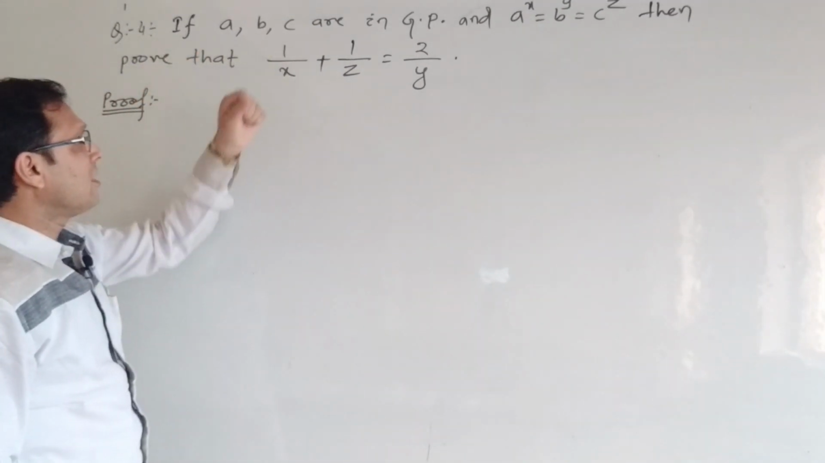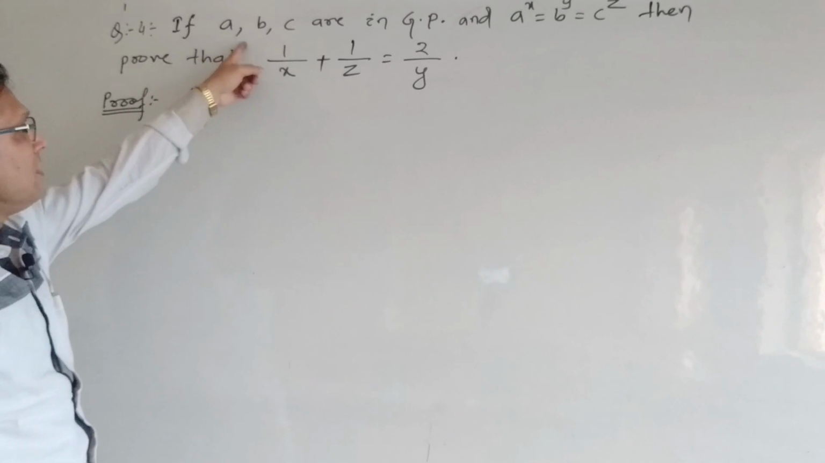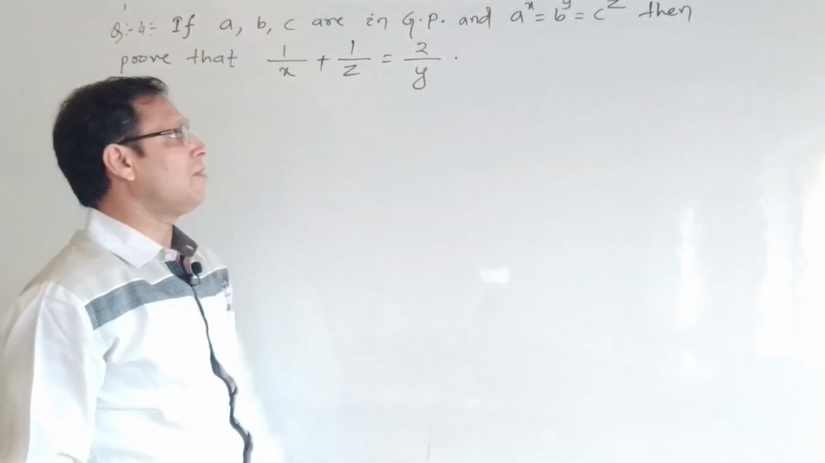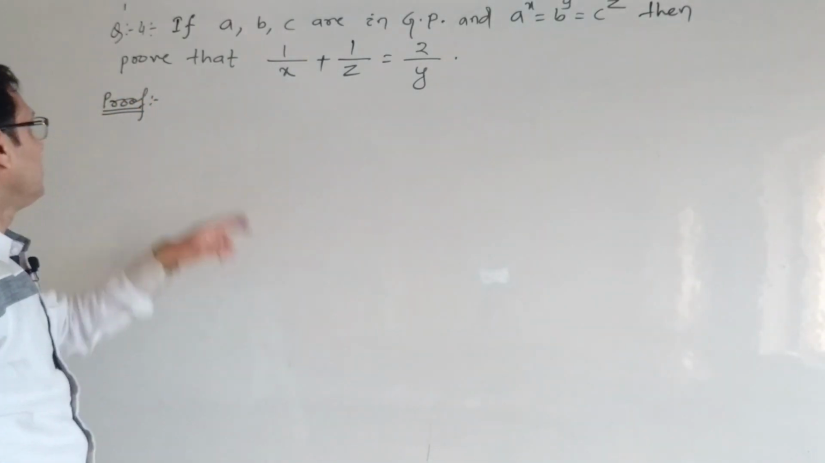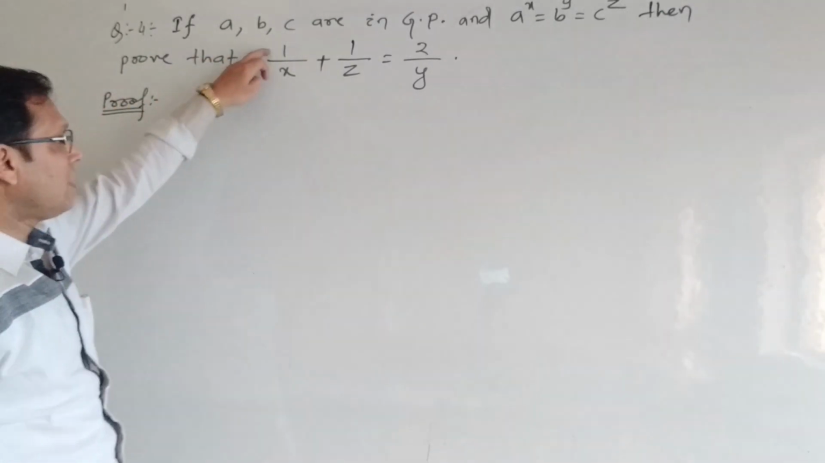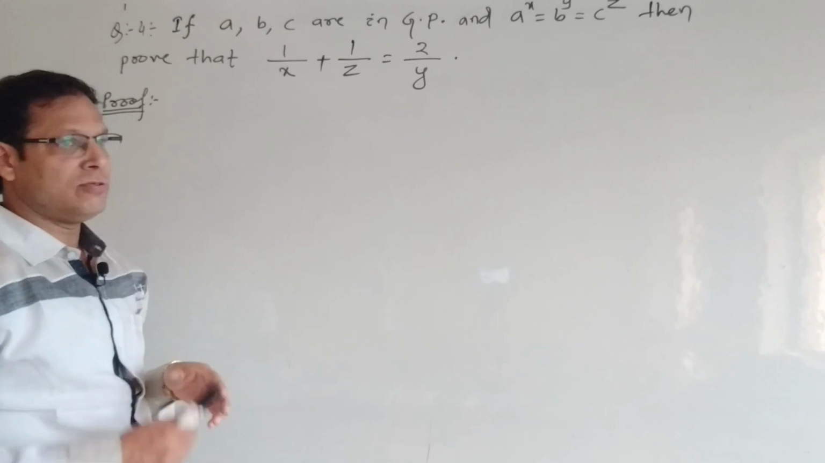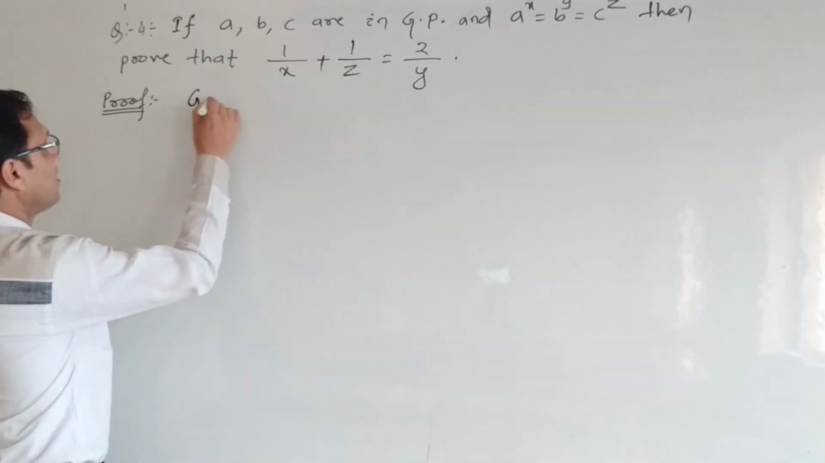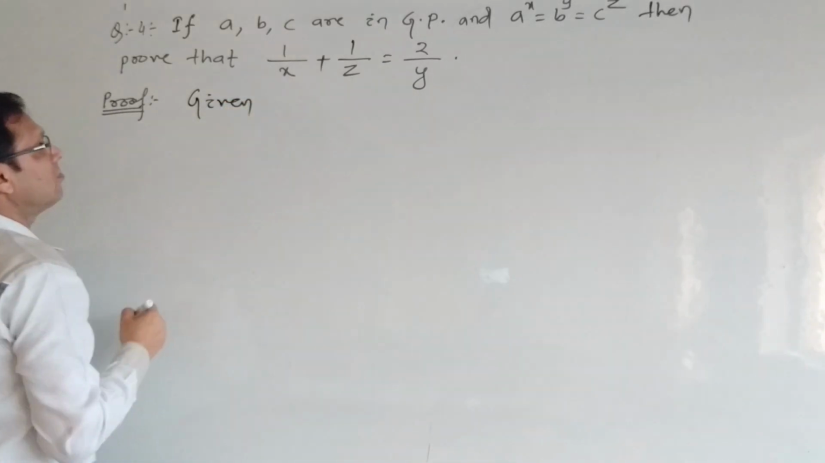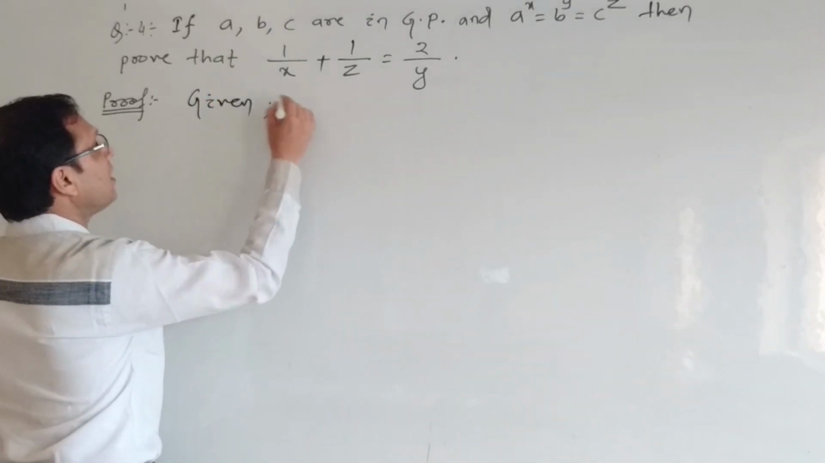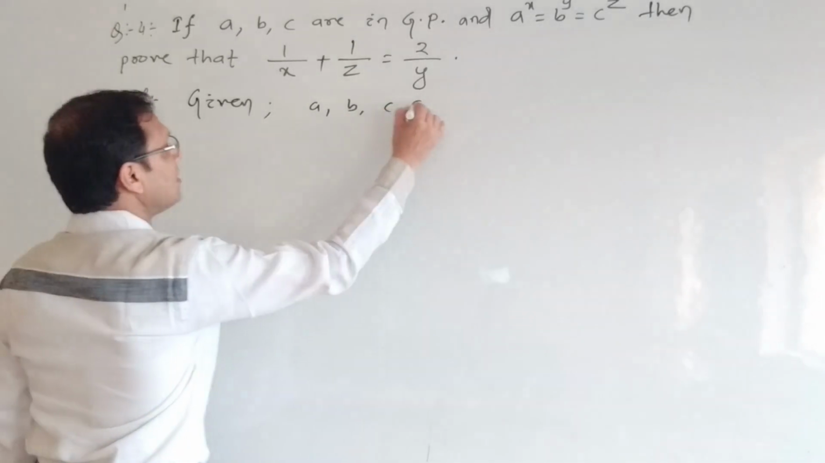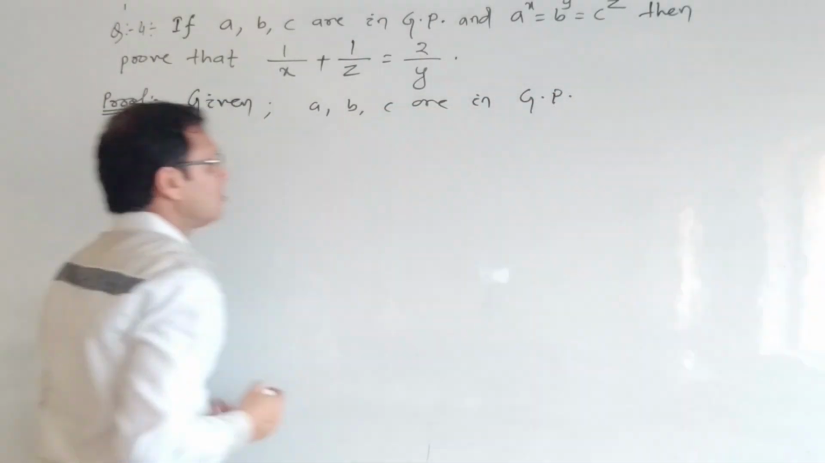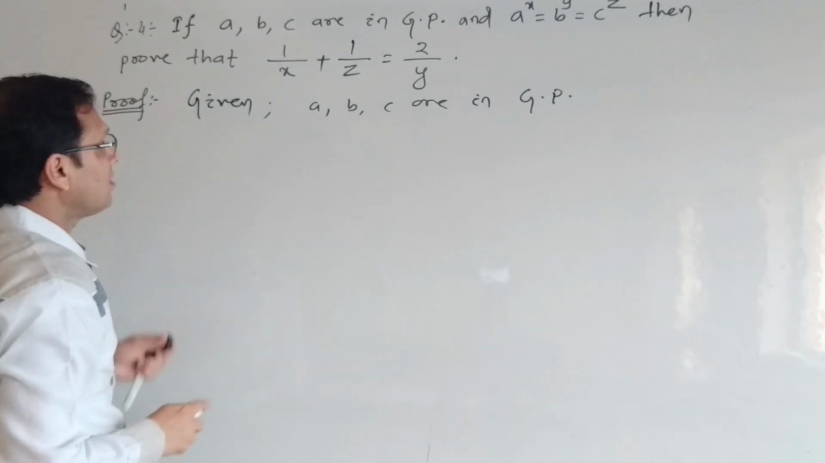Read another question carefully. If a, b, c are in GP and also given a to the power x is equal to b to the power y is equal to c to the power z, then you have to prove 1 by x plus 1 by z is equal to 2 by y. So given condition, I will take the proof. What is that given condition? Given a, b, c are in GP. So first you should mention the given condition.